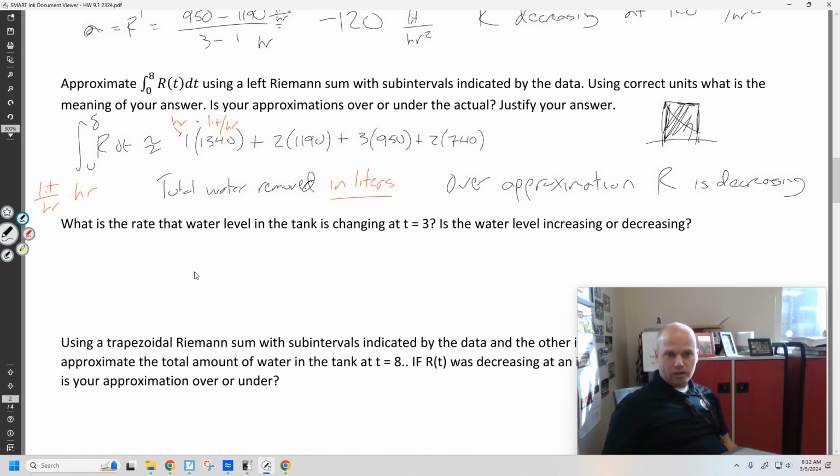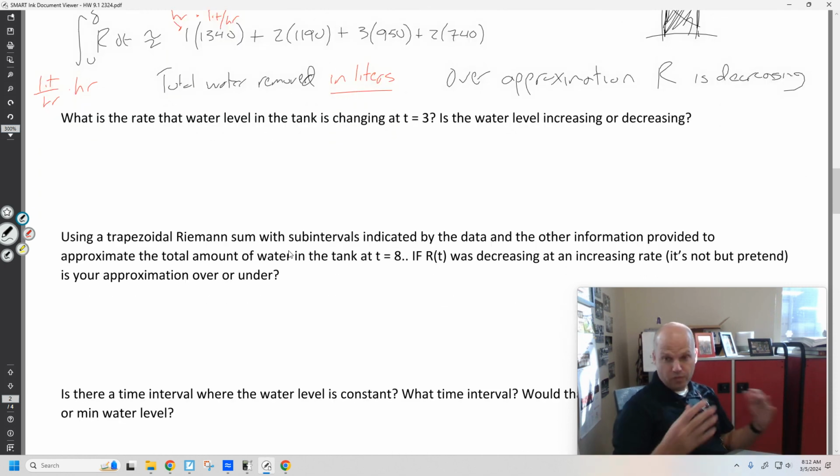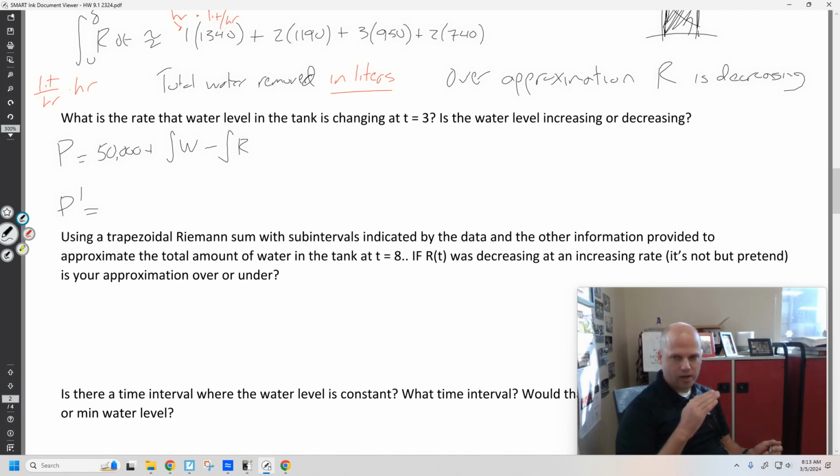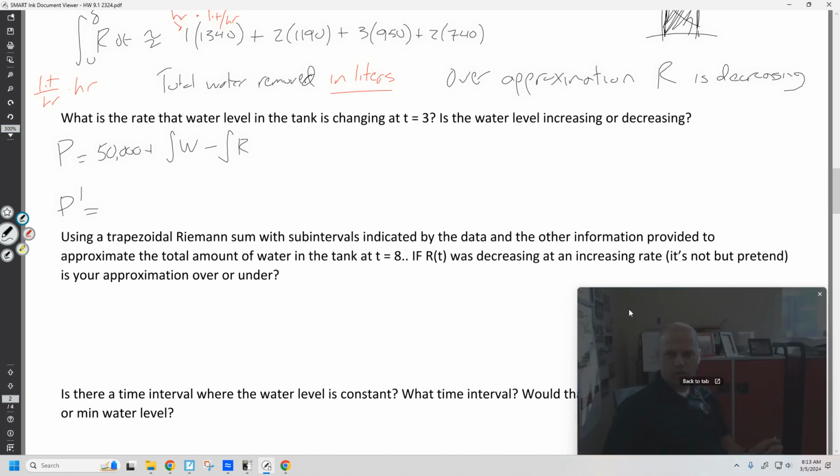What is the rate that the water level is changing at t equals 3? Is the water level increasing or decreasing? This is when we think about all of the factors in play. Let's start with our position. Well, the position is going to be 50,000 plus however much came in minus however much went out, which means the derivative. Many people were not writing P prime on their test, which means you really don't know what you're doing. You're just trying to memorize processes versus understanding.